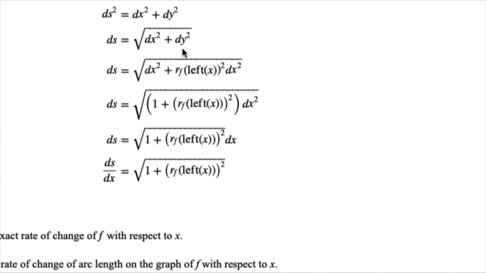Then I'm going to plug in what we said with dy. dy was f prime of left x times dx, right? m dx. Plug in our m dx for dy. And then we're going to factor out dx squared and get that out of the square root. And there you have it. It's not hard. There's not much to this. Start with the Pythagorean theorem, use our m dx for dy, and then there it is. So there's our rate of change function.